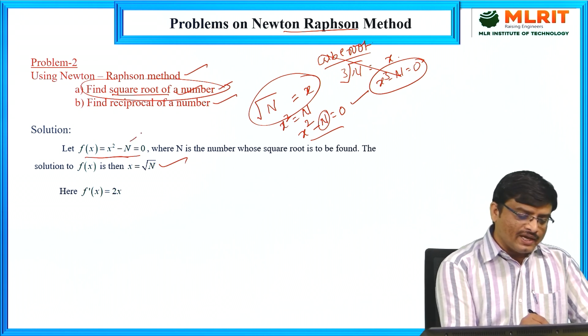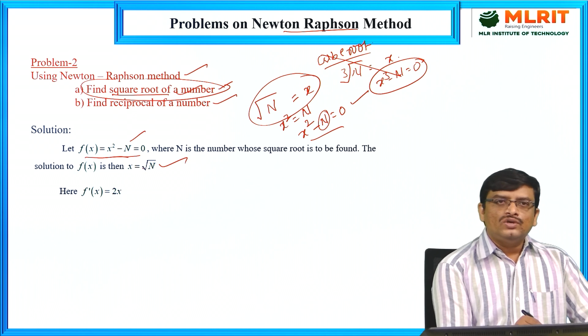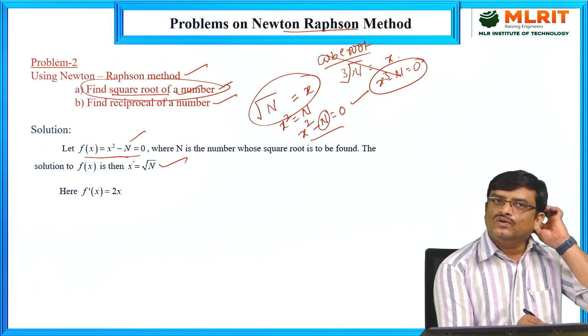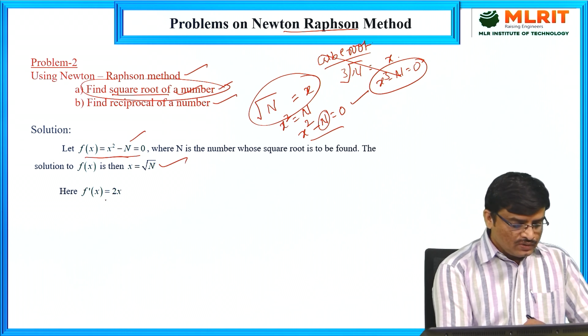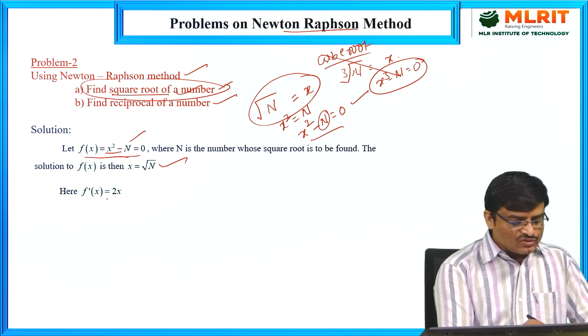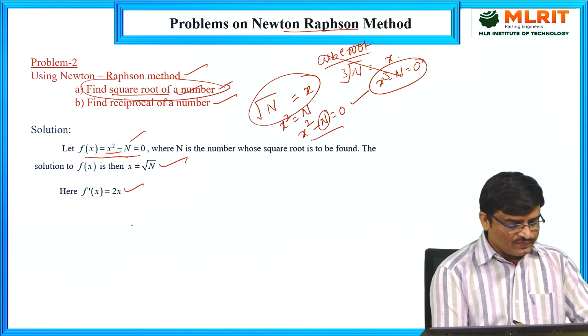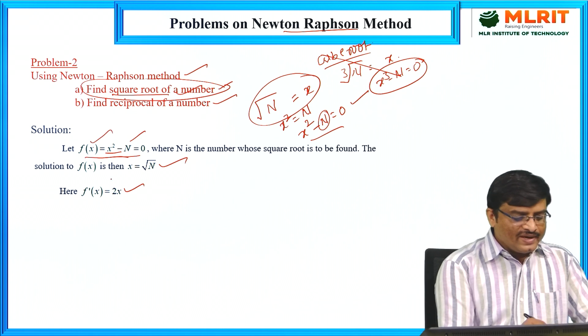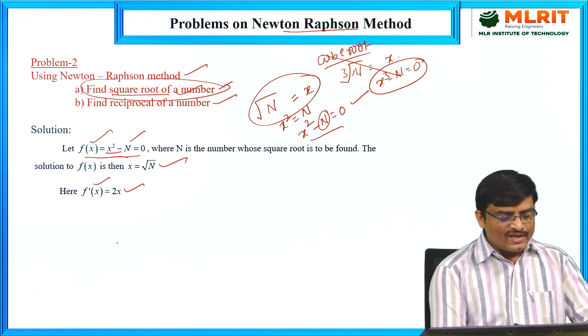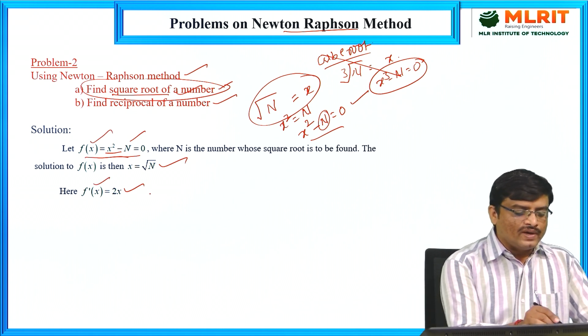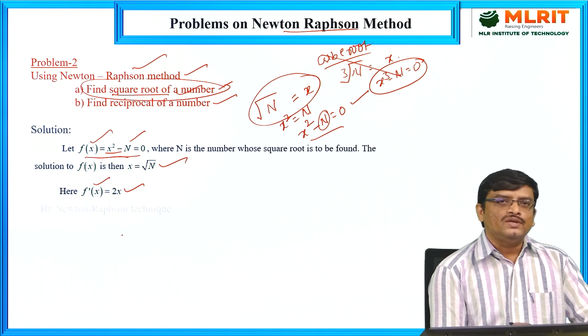n is a constant, that is a number. So the derivative of that number is zero. Since it is a constant, you will get the derivative of n equal to 0. So you will get only f dash of x is equal to 2x. Now we have f of x and f dash of x, so we are ready to apply the Newton-Raphson method here.